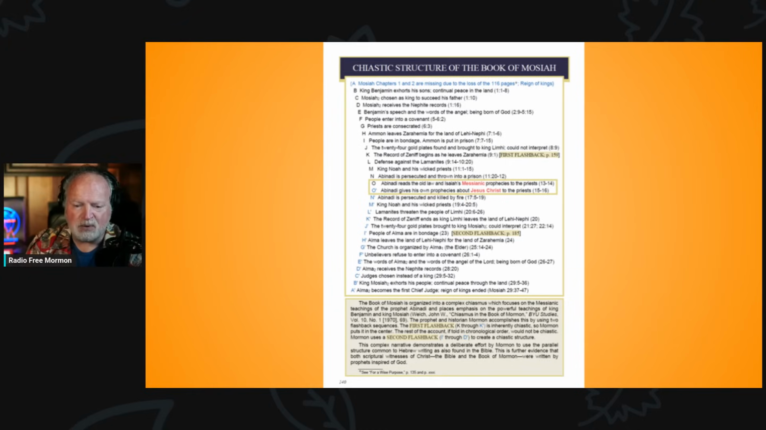This is an entire book in the Book of Mormon, the Book of Mosiah. So they have it big like this. They have it small like the first one that was found. We'll get to that one here in a second too. But chiasmus has taken over the creative imagination of Mormon apologists, and this is an example of it.